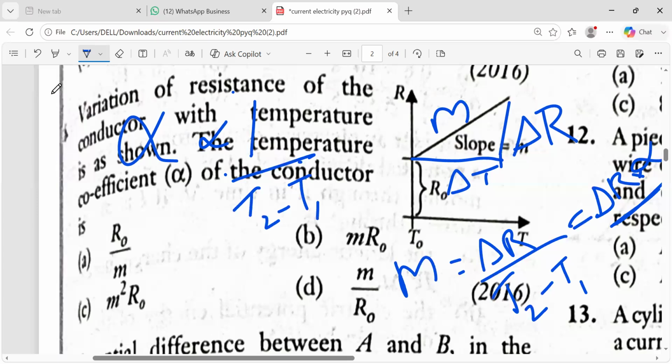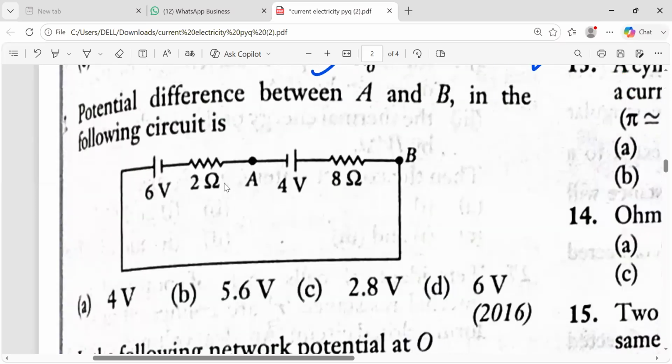So they are asking, what is my alpha? It is option D, M by R naught. How many of you are not clear with this? This alpha is nothing but M by R naught. How many of you are clear with this? Yeah. So if you're not clear, when I come down, I'll help you out with it. Okay. Next question.